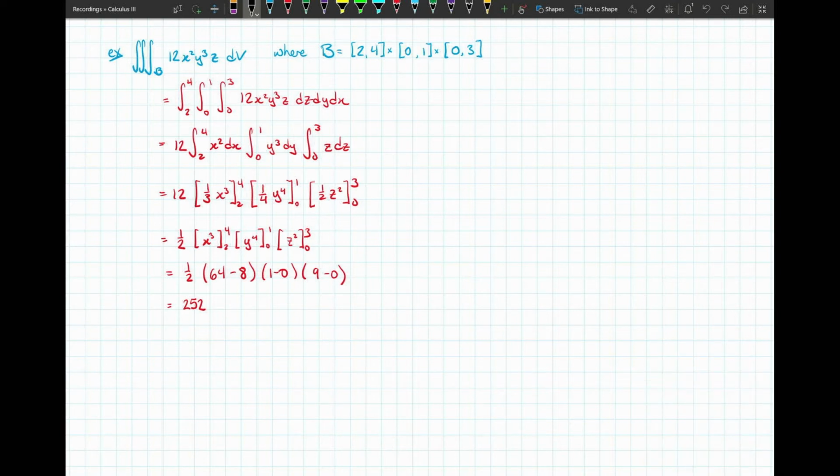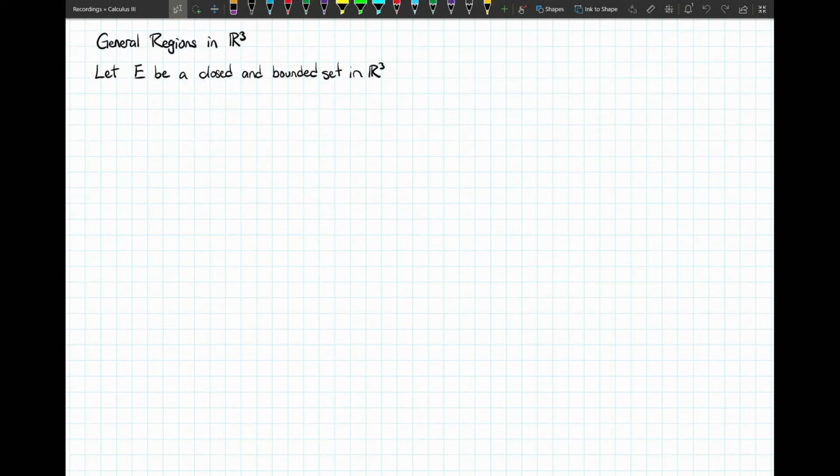Now, of course, we're not always going to be integrating over a perfect box. Let's take a look at more general regions in R3 now. For general regions in R3, let's just define E to be a closed and bounded set, where closed would mean that it includes all of its boundaries, and bounded meaning that it doesn't extend on infinitely in any one direction.